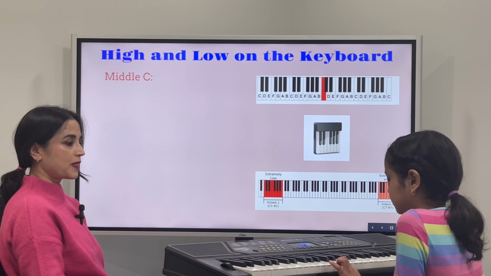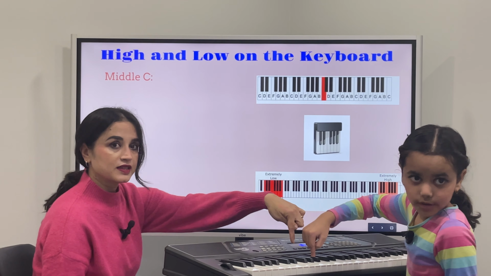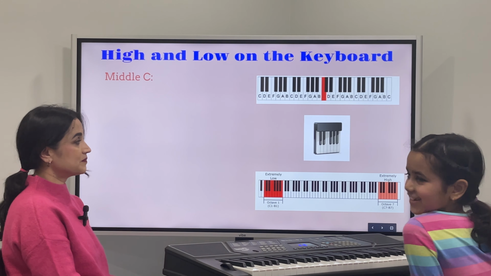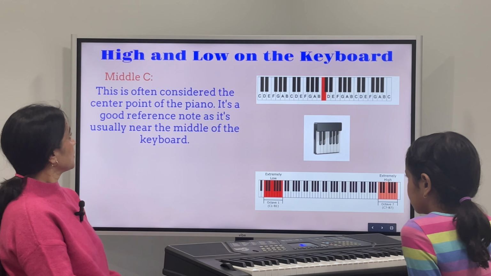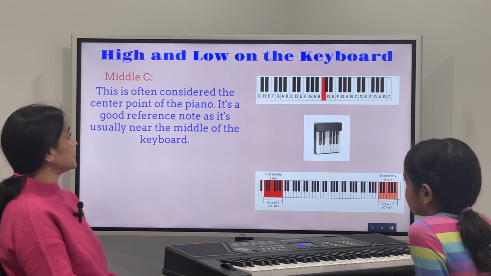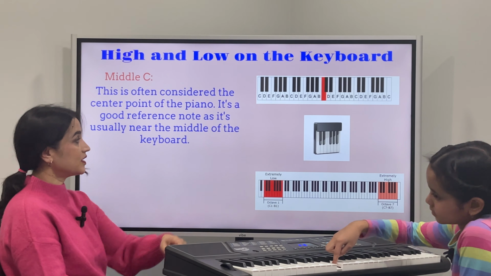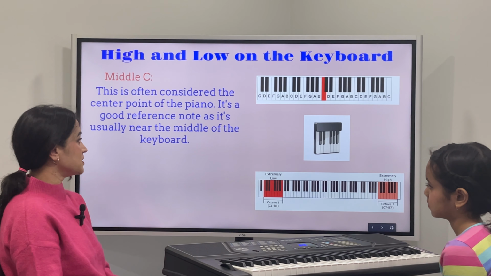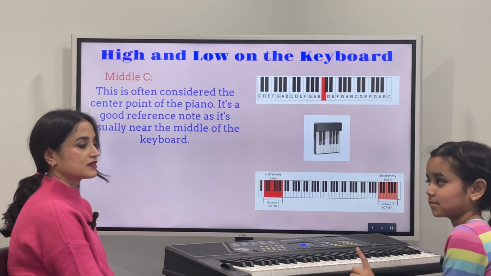High and low pitch on the keyboard continues. Middle C. You saw the middle C over here, and as you see in the pictures too. Middle C is often considered the center point of the piano. It's a good reference note, usually near the middle of the keyboard. Okay, next.